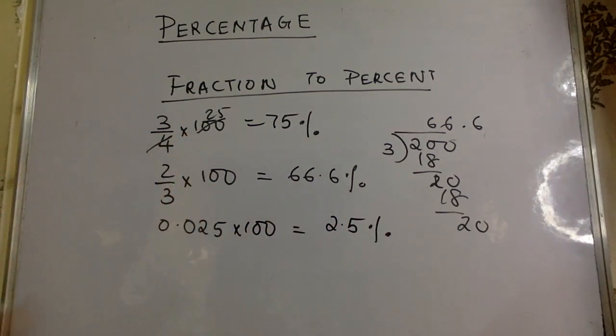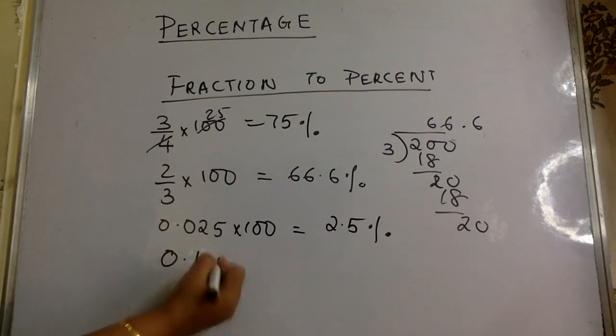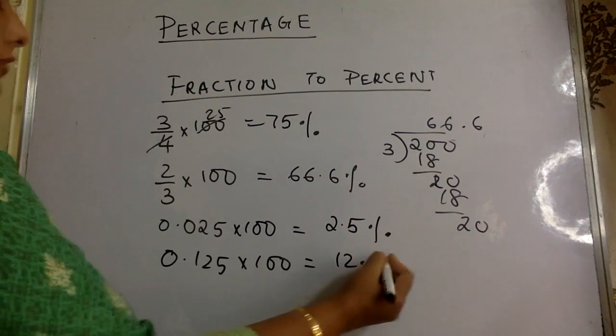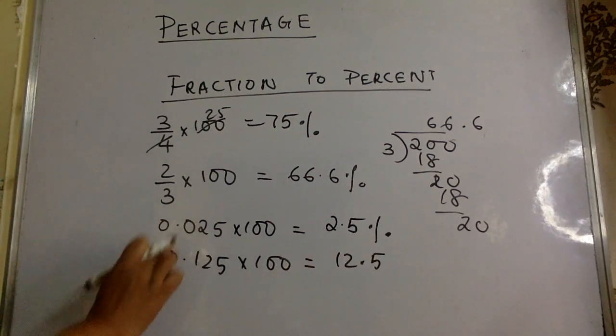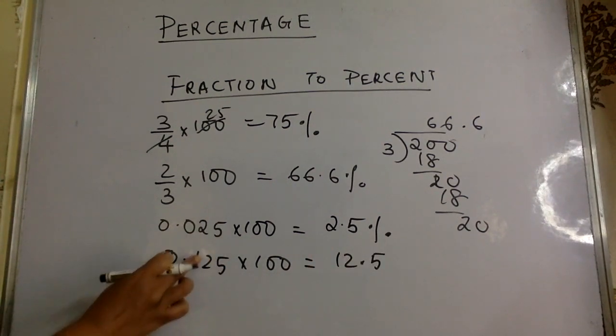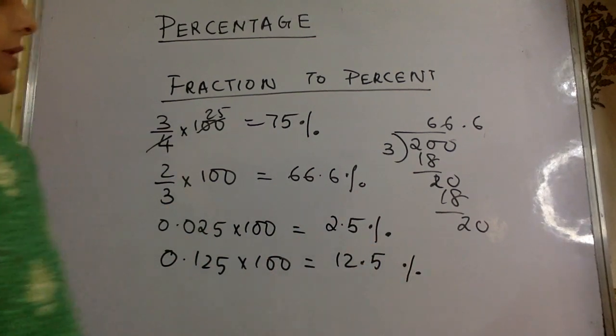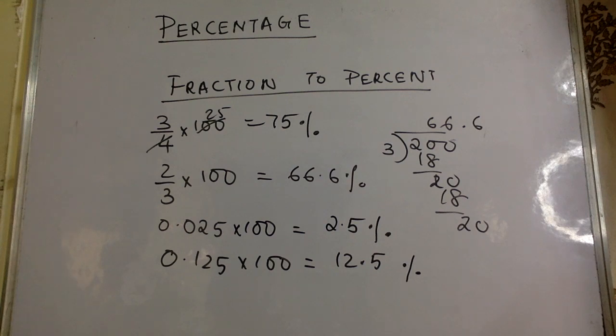Okay, let me take another question. 0.125 into 100 straight, and that is 12.5. With 2 zeros, the point shifts 2 places to the right, goes behind 1, then behind 2, giving 12.5%. So this is how you convert fractions to percentage.